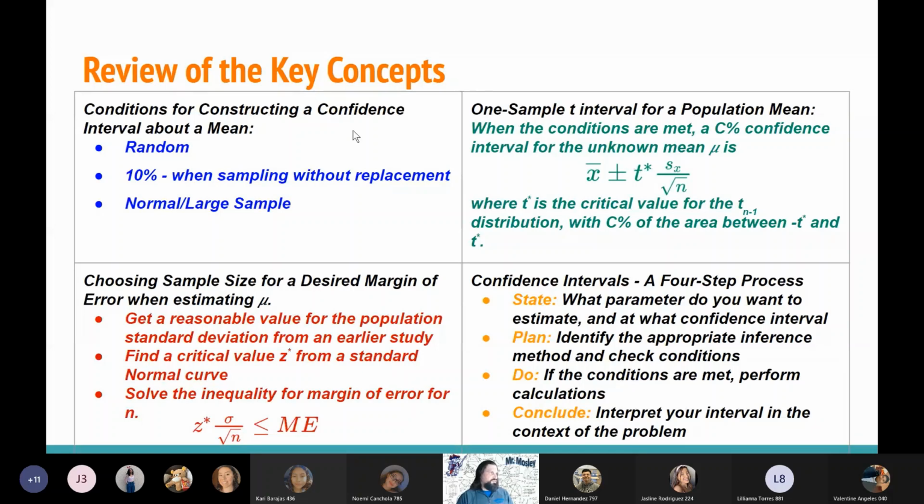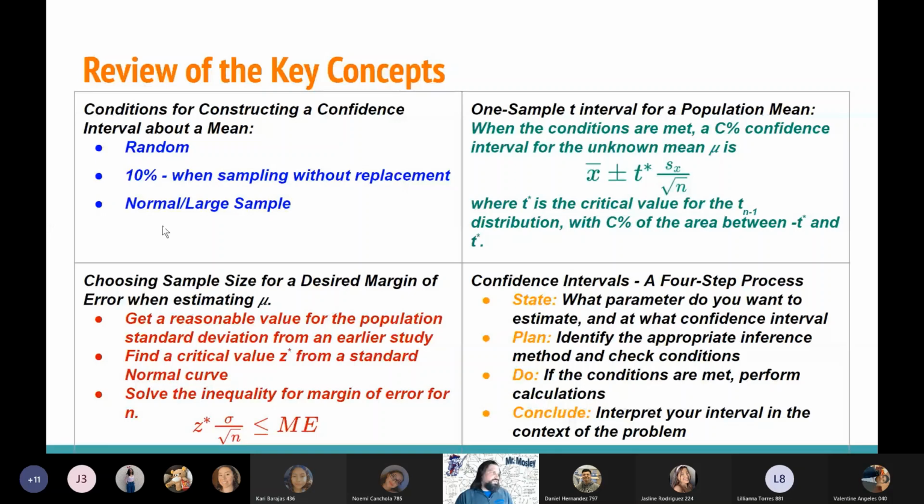We have conditions for constructing a confidence interval about a mean. We have to check that it's random. We check the 10% condition when sampling without replacement, and we need to check that the normal large sample conditions are met. The normal large sample is if the parent population is normal, the sampling distribution will be normal. We can do all of our work as we want to. The large sample condition is similar to the central limit theorem from last chapter. If the sample is greater than 30, then everything works out.